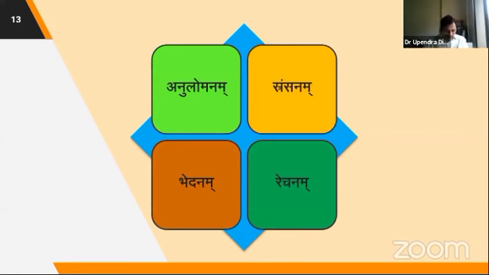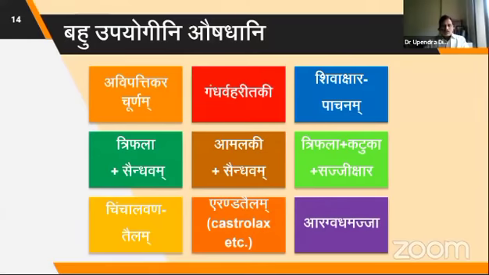Now again, understanding the concept of anuloman, srausan, bhedan and rechan is also very important. Just taking any particular specific combination available in the market and giving it is not a wise thing. We have to understand the underlying abnormality, and accordingly whether we need to give anuloman, or srausan, or bhedan or rechan. If you give the medicines accordingly, the results will be better. I'm not going into details of that right now, because that will take a lot of time.